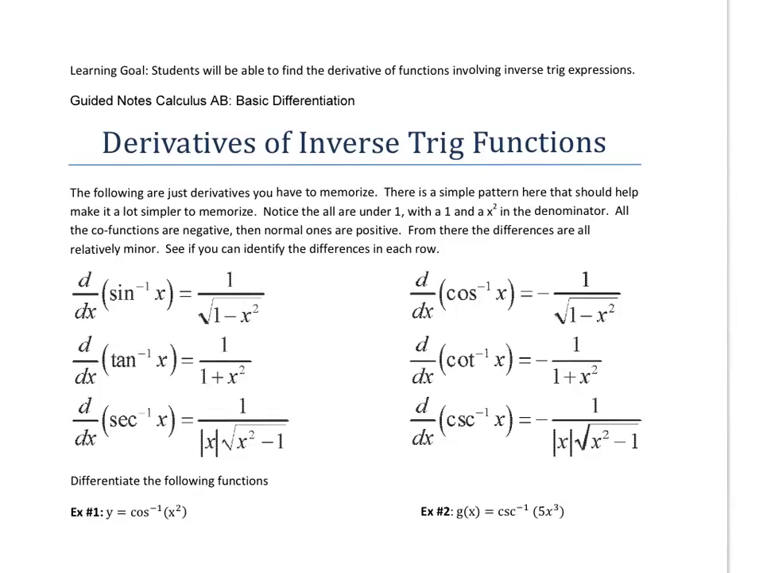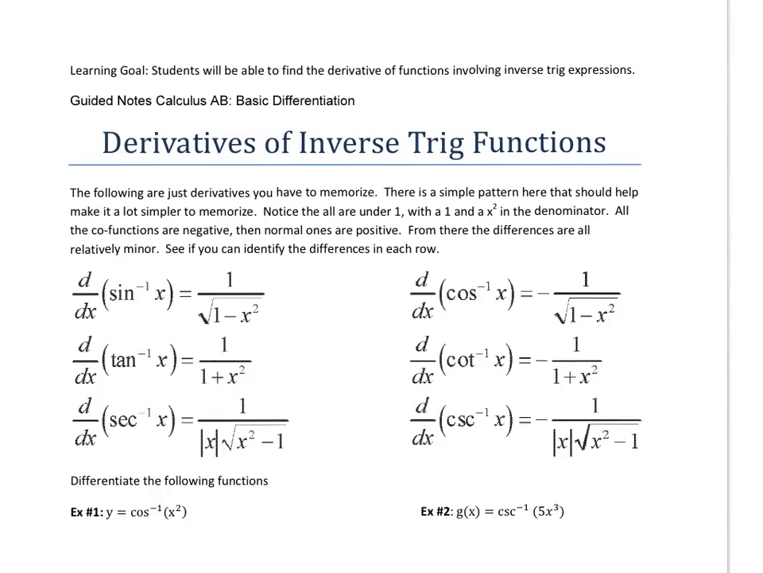Okay, so this is the deal: these are kind of nasty, but you just have to memorize them. But they're not that bad. There's some patterns here, so take a look at them. All of the co-functions, so you have sine, cosine, tan, cotangent, secant, cosecant, are pretty much identical except the co-function ones are just negative. See? So that's not that big a deal.